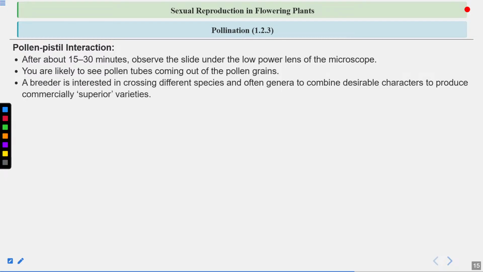A breeder is interested in crossing different species and often genera to combine desirable characters to produce commercially superior varieties, right? So the breeders are interested in crossing different species, often different genera also. They can do this with the use of some chemicals, some hormones.